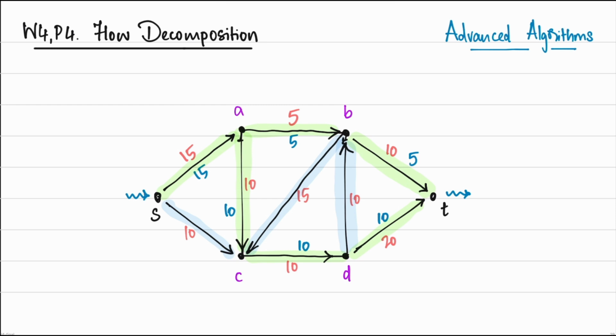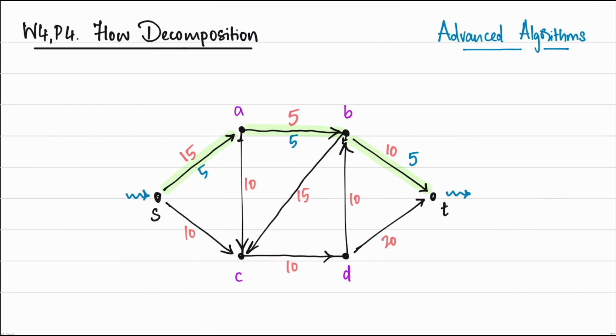And by superimposing two flows, I simply mean that you pointwise add up the flow values at every edge. So you look at an edge and you look at how much flow is going through that edge in each of the individual flows that you're trying to add up. And the final flow through that edge is just the sum of those individual flows.